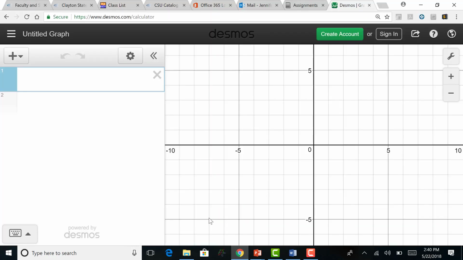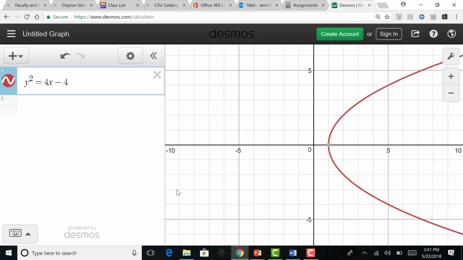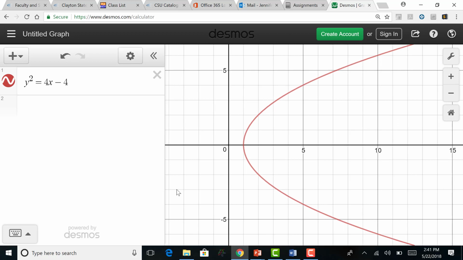Here, y squared, I'm just going to type it in. y raised to the 2 power is equal to 4x minus 4. All right, you tell me. Does it pass the vertical line test? No. That's it.